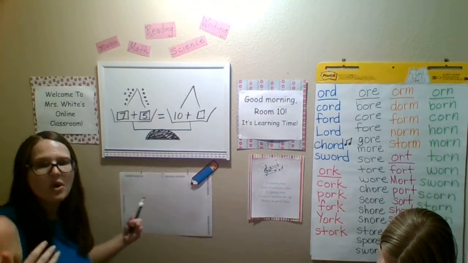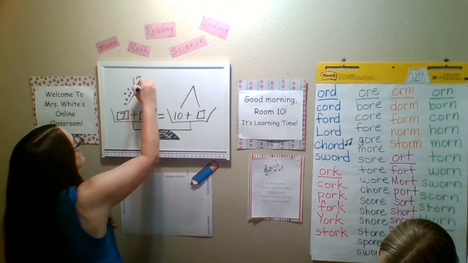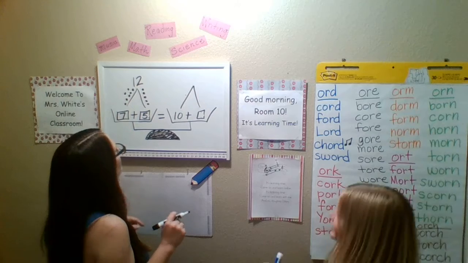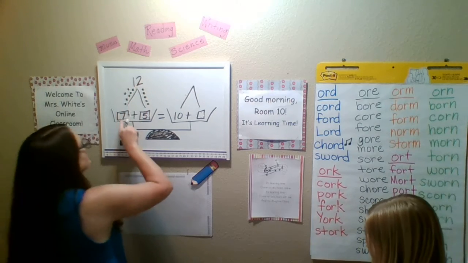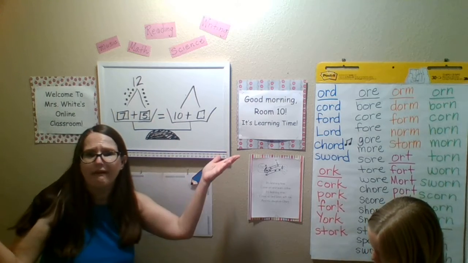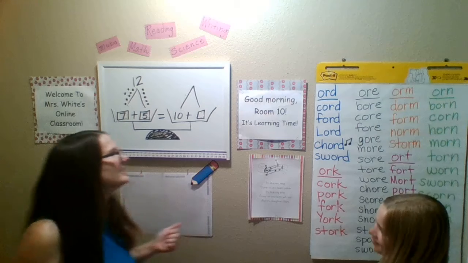What's my sum total altogether? King of the mountain. Sum total altogether, king of the mountain. What is it, Ella? 12. 12. I can make a 12 with a 7 and a 5. I can make a 12 with a 10 and a, I don't know. Remember, the whole class goes, I don't know, whenever we point to that blank box.